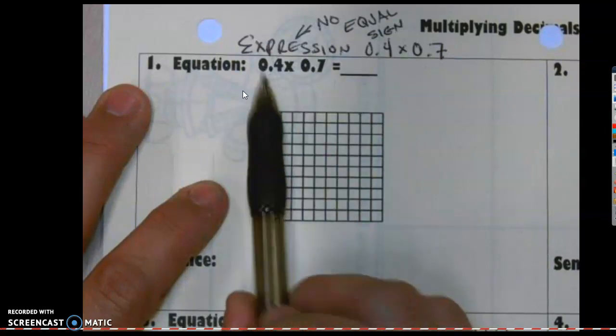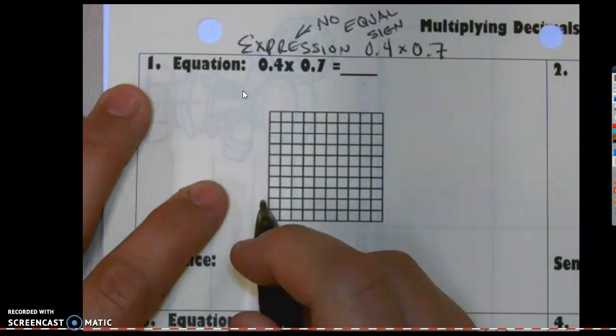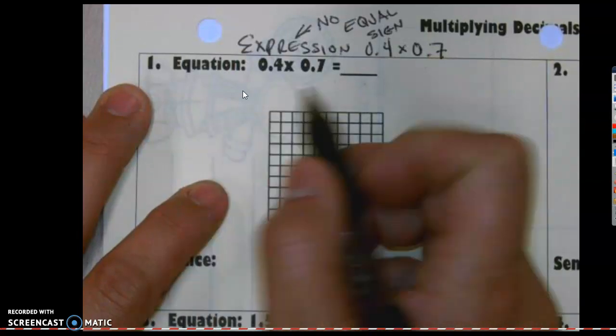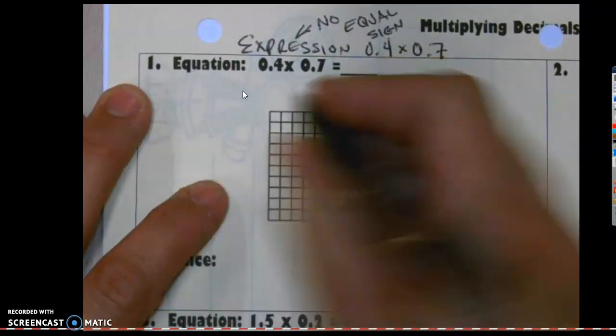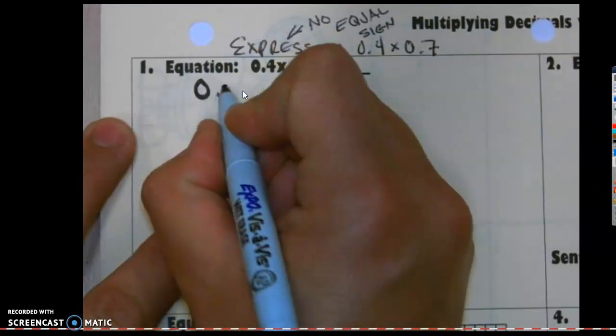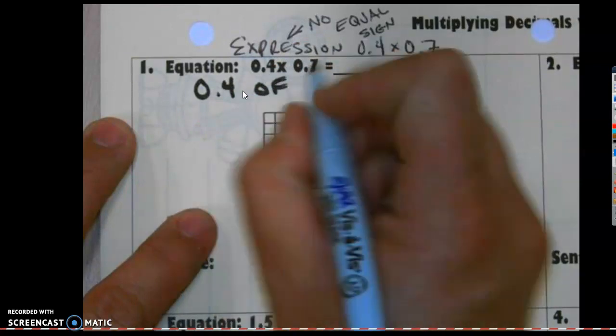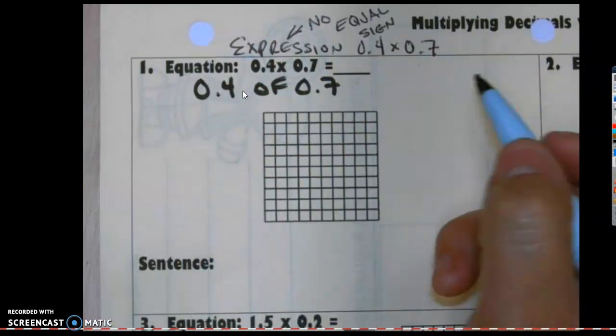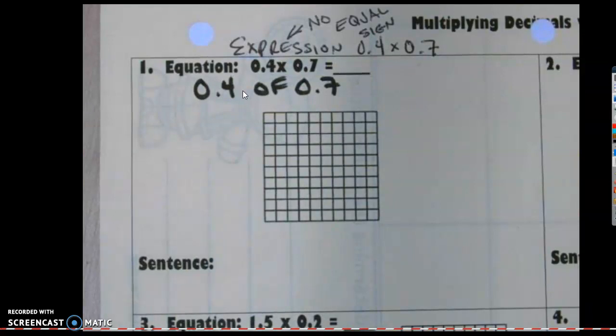Remember yesterday we talked about the different ways I could write multiplication. So here we have our times symbol, but we can also rewrite it as 4/10 of 7/10. 4/10 of 7/10. Because that "of," remember, stands for what? Does anyone remember what "of" stands for?